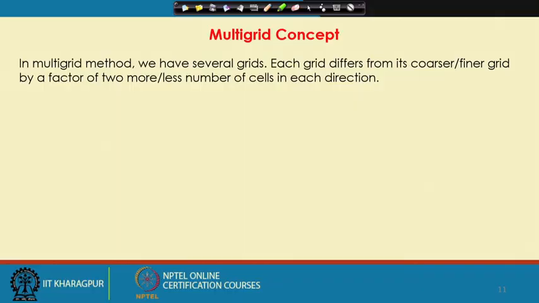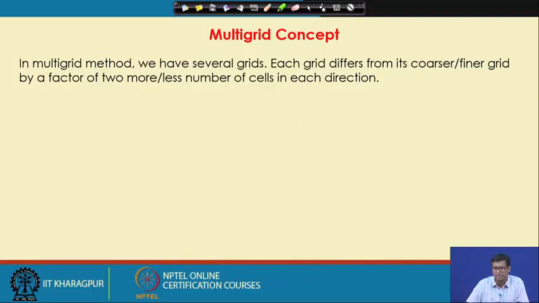So, this is the concept we discussed in the last session, and the particular techniques we will look into will start from the multigrid concept, what is done in a multigrid method. In a multigrid method we have several grids. Each grid differs from its coarser or finer grid by a factor of 2 more or less number of cells in each direction.